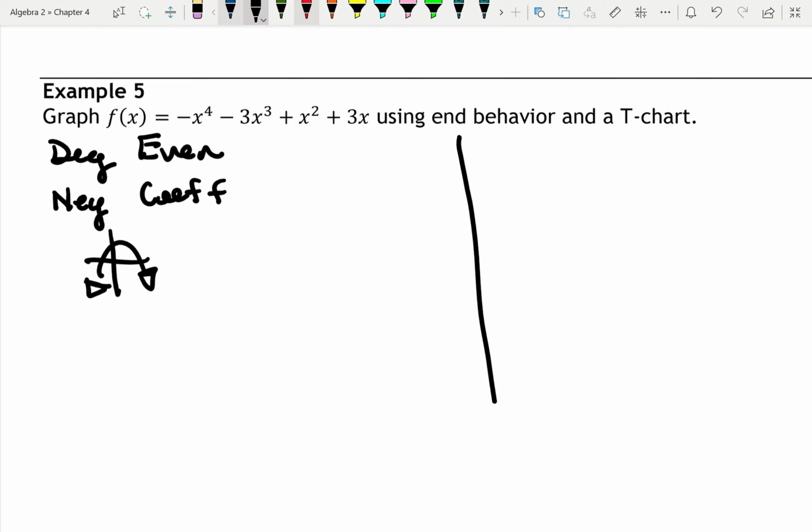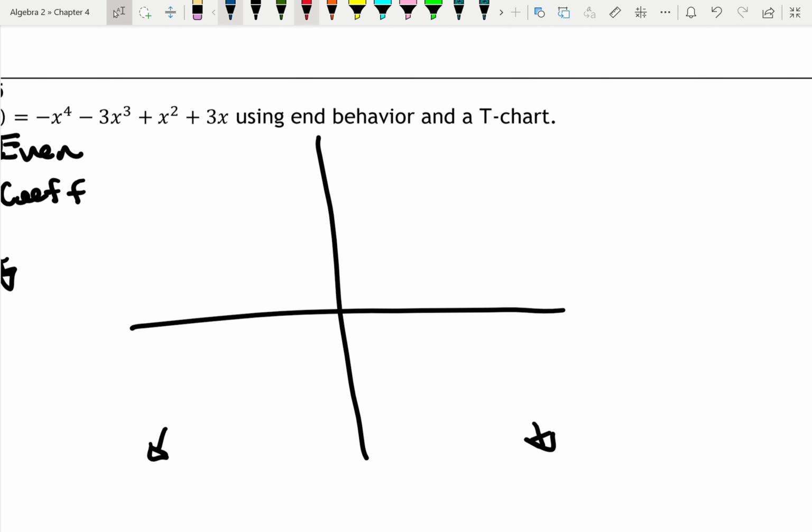So we want to draw a little coordinate plane, and we're going to have our arrows going down on the left and the right side. Now we need to decide what goes on in the middle. What I would suggest is you get a graphing calculator and type this whole function in, and get a general look at the shape of the graph. After you look at the general shape, then you can strategically choose some points. If you don't have a graphing calculator, that's okay. You just need to check a lot of points.